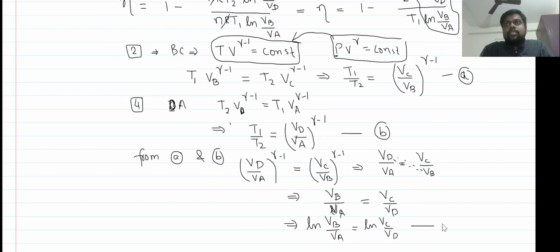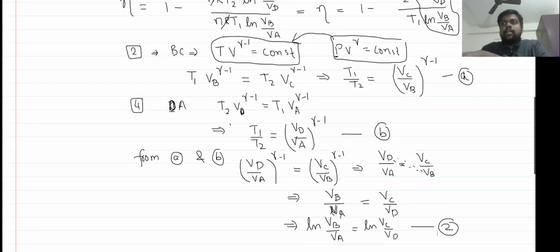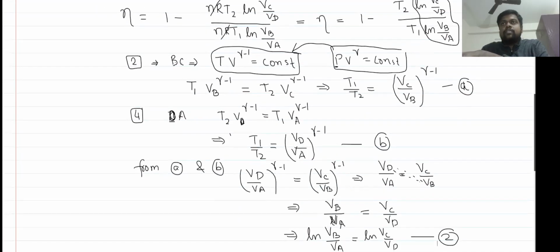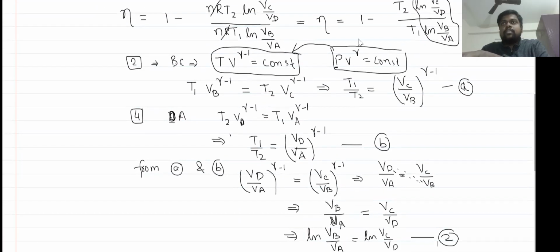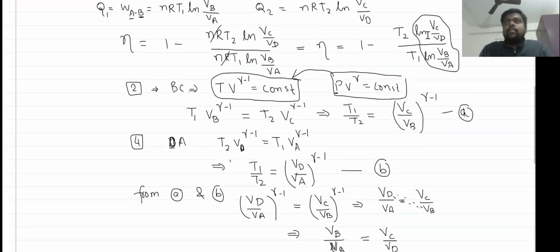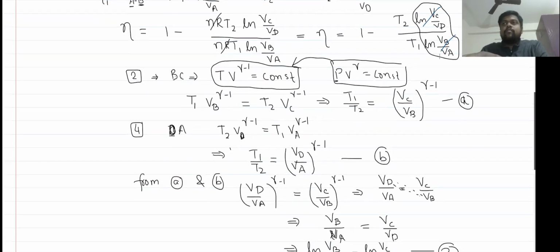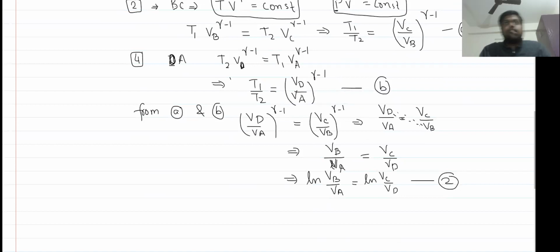This is equation 2. Now let us check equation 1 and this equation 2. In equation 1, ln Vc by Vd and in equation 2, ln Vb by Va. These will cancel out because they are equal. Now you can cancel these two because they are equal, from first and second. You can put it like this.